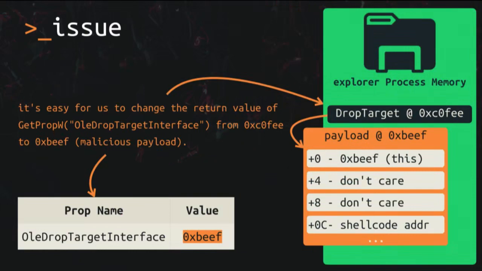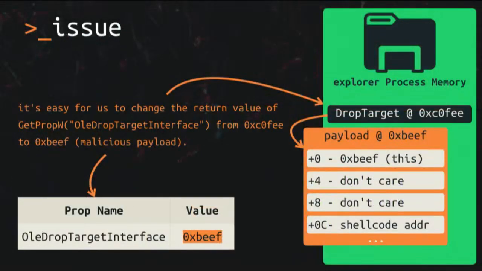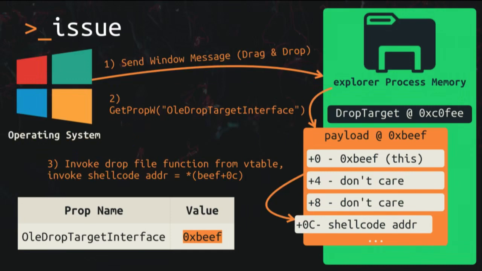And you ask, why is that a problem? The problem is it's pretty easy for us to modify the vtable address with another API, SetPropW. If we use this API we can modify the vtable address. So what we need to do is inject a fake vtable and point the OLE drop target interface property to our fake vtable. So finally, let's see how it goes.